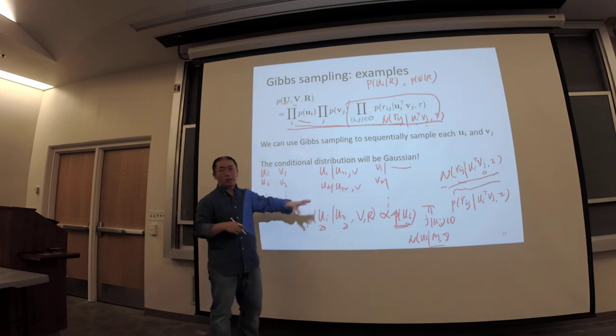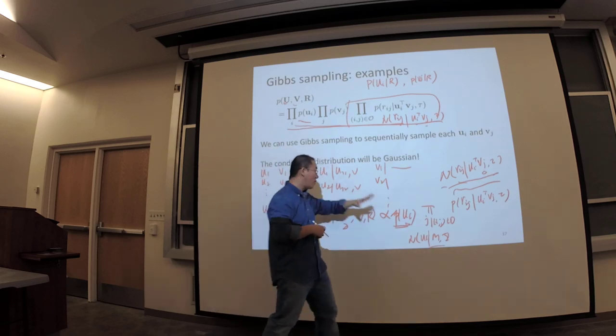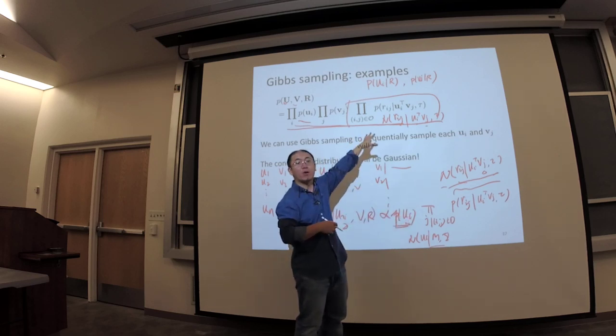The initialization has nothing to do with the rating matrix R. You can randomly initialize U and V. It only counts when you calculate the conditional posterior, right? Because when you calculate the conditional posterior, you have to involve the rating matrix R.